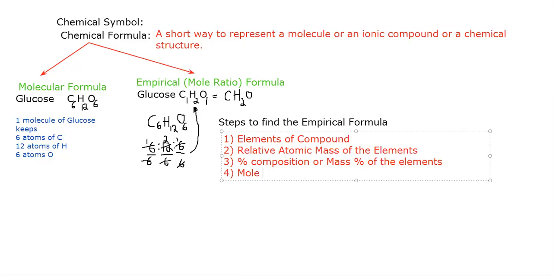And what is the basic formula of mole? I'm writing here: mass in gram divided by relative atomic mass, AR. The mass in gram is the actual mass found in grams, or the percentage composition of the mass, divided by relative atomic mass. This is the basic formula of any kind of mole.